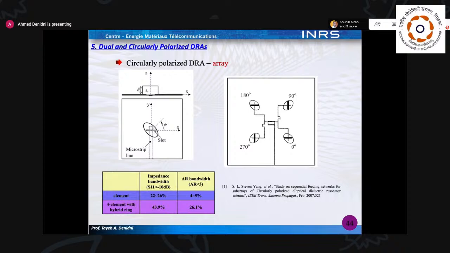Here we can see the bandwidth and the axial ratio for one element. When you have four elements with the hybrid ring, we can see the bandwidth and the axial ratio, which achieve better performance in terms of axial ratio bandwidth and also in terms of gain. The gain is not shown here, but sure, we have more gain, better than one element.